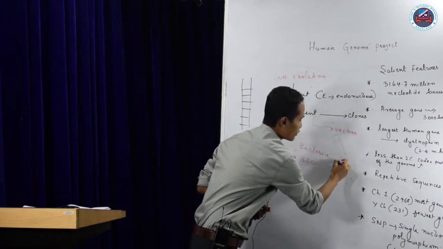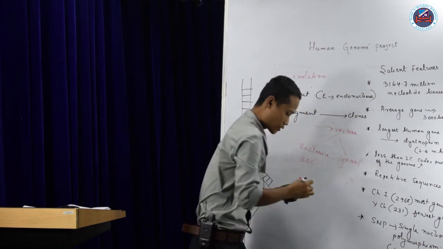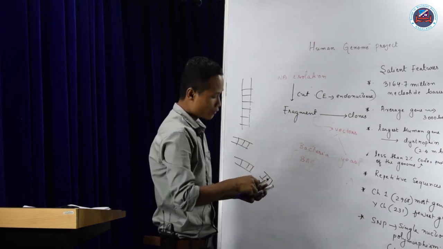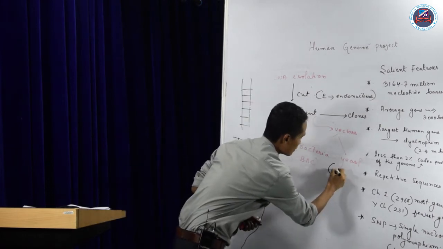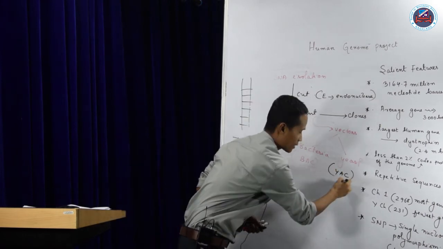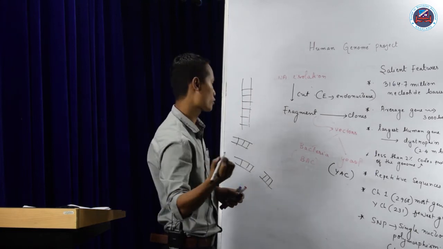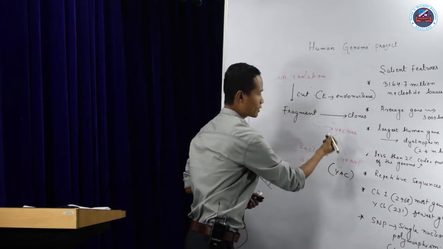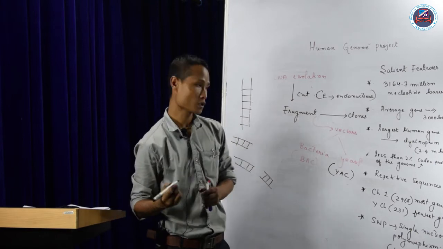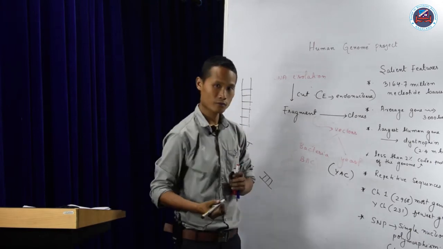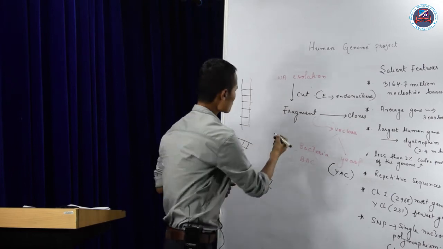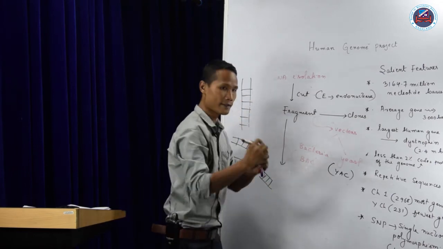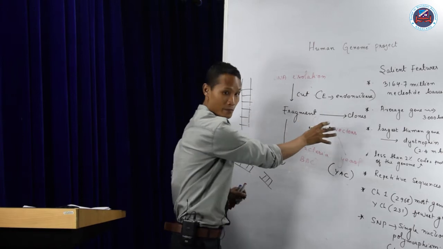And they used yeast. You know what yeast is? We use it in the baking process, right? So the yeast example was YAC, yeast artificial chromosome. They used these two vectors and they produced clones. Once the clones were produced, they started DNA sequencing of those fragments.